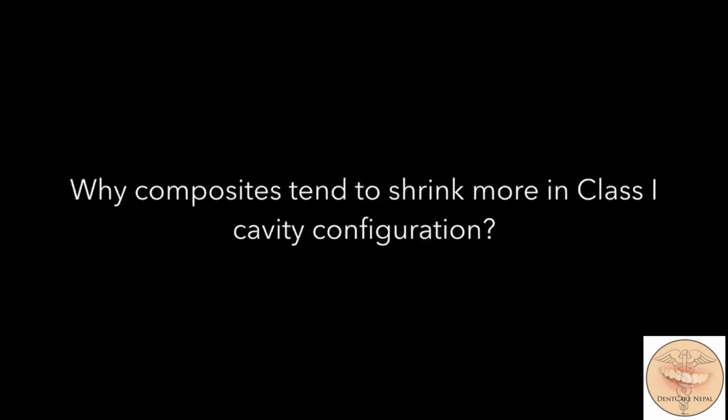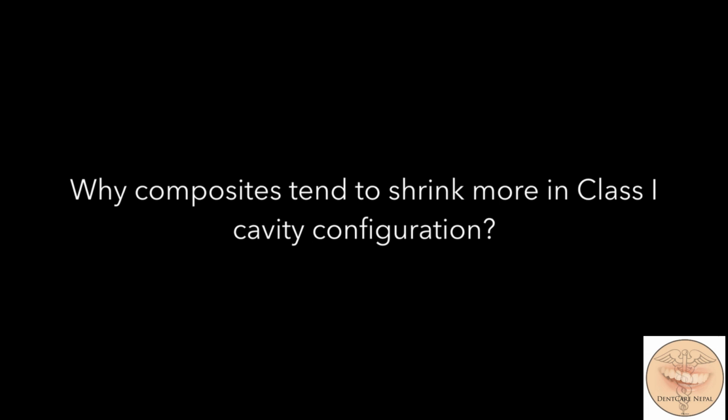The final question is, why do composites tend to shrink more in class 1 cavity configuration? We discussed the configuration factor, or the C factor, that class 1 has the highest C factor. Why? Because we have multiple bonded walls. And what is the mechanism of the shrinkage of composite? It always shrinks from bonded to unbonded surface. So if we have more bonded surfaces, there is a greater tendency of composite shrinkage.